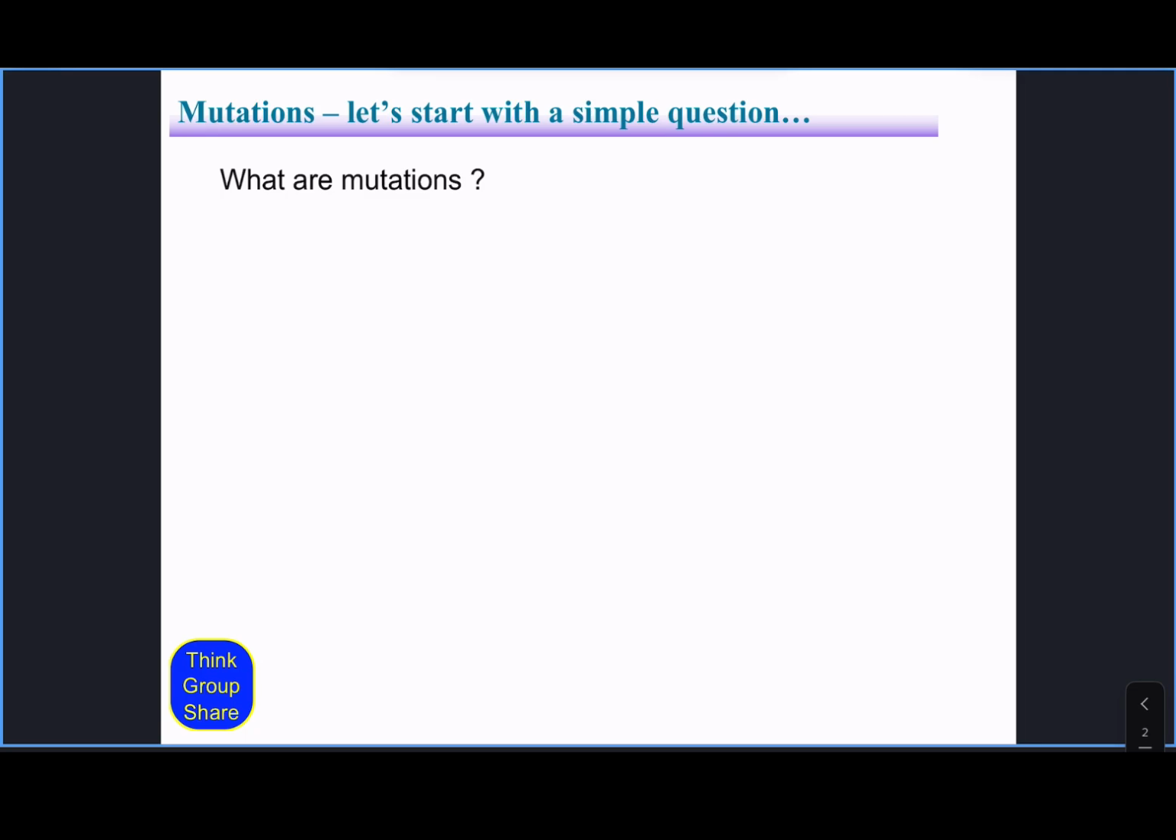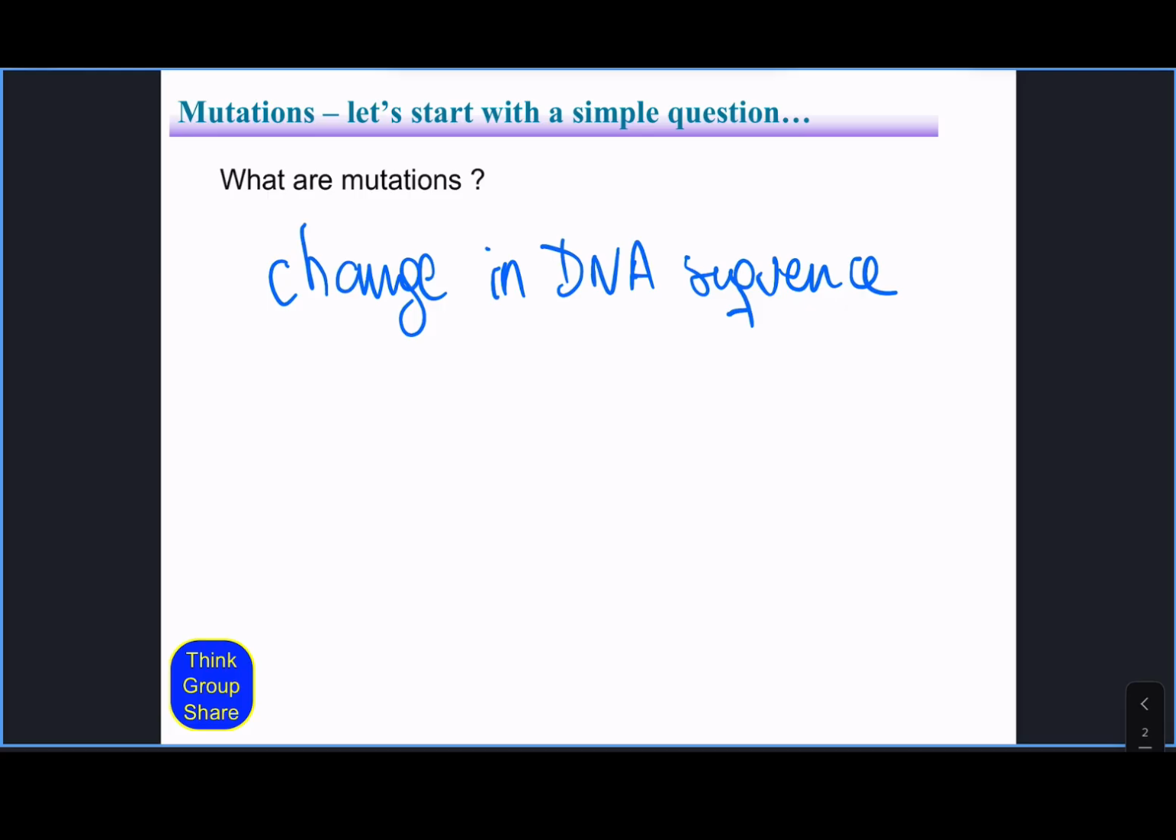A change in DNA sequence. Change in DNA sequence. Anyone else? And there's many right answers to this question.